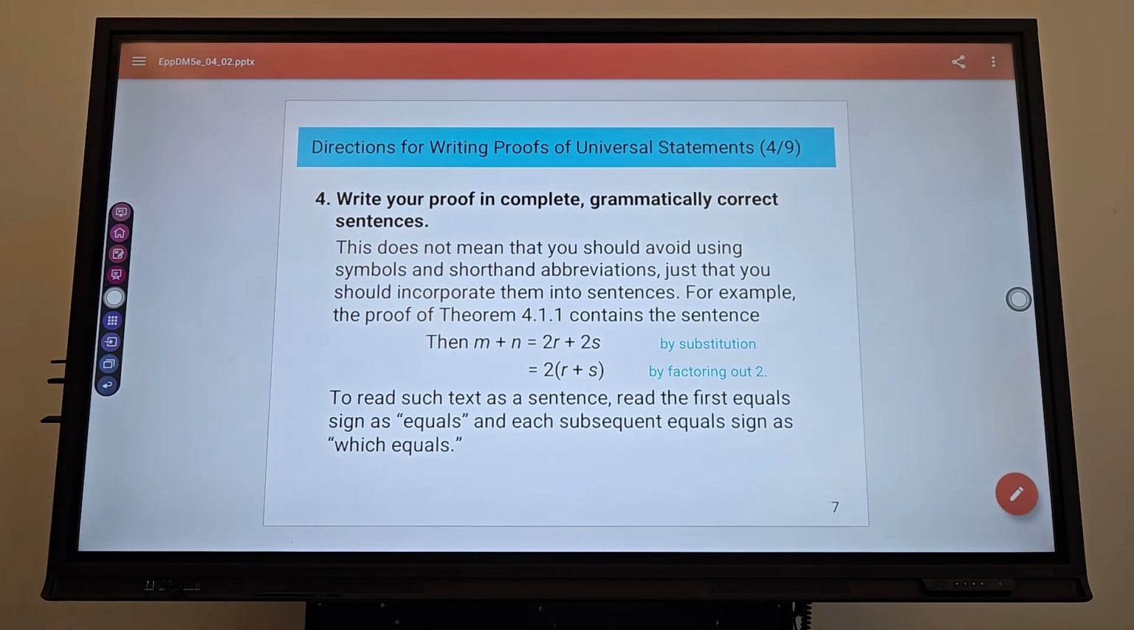Number 4, write your proof in complete grammatically correct sentences. This does not mean that you should avoid using symbols and shorthand abbreviations, just that you should incorporate them into sentences. So, the proof of theorem 4.1.1 contains the sentence, let m plus n equal 2r plus 2s. The first equal sign reads as equals, and each subsequent equal sign reads as which equals.